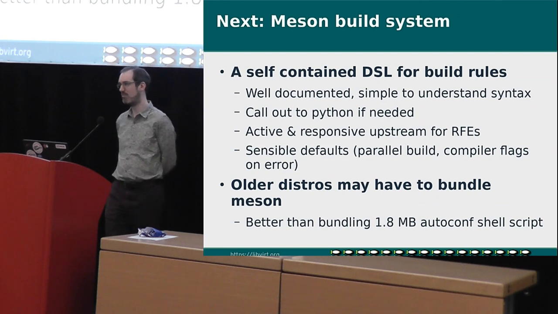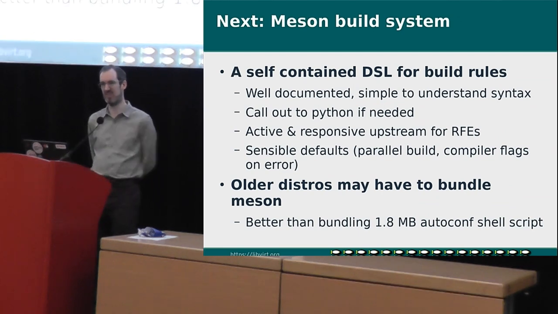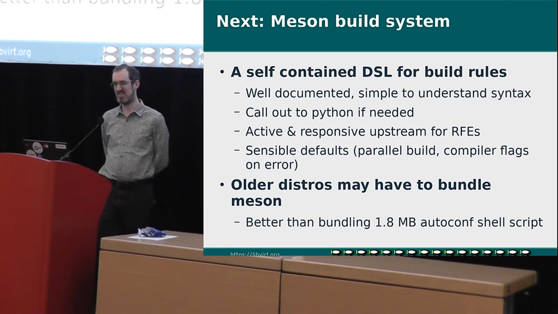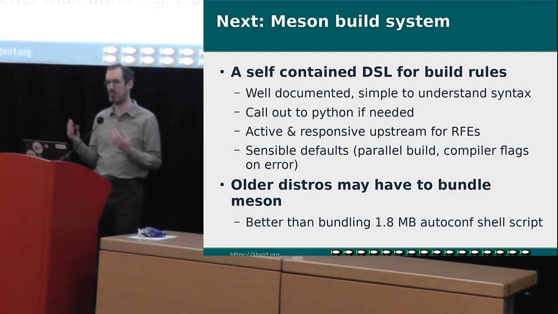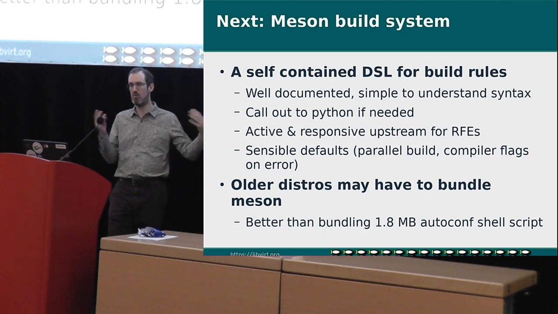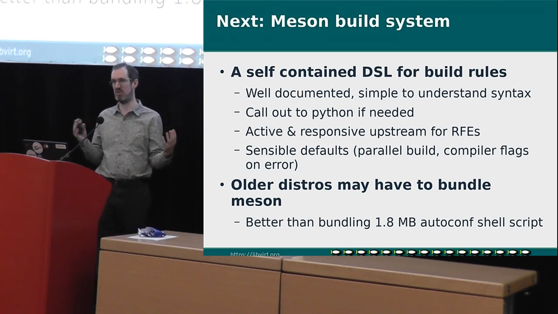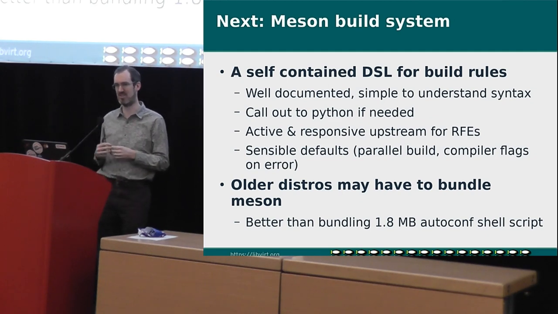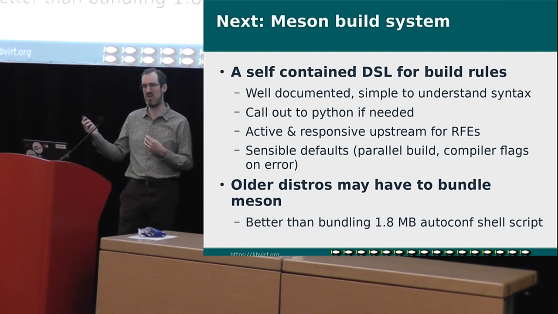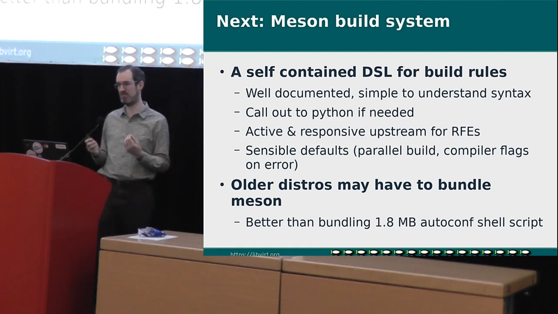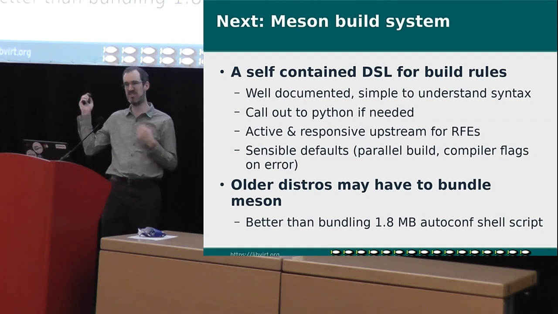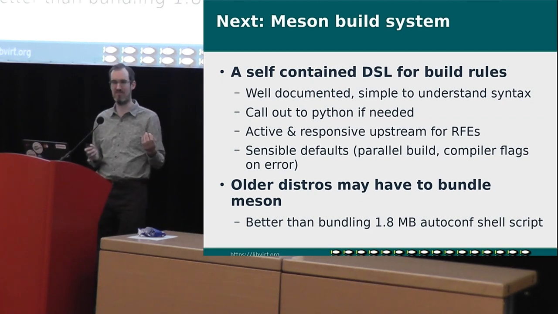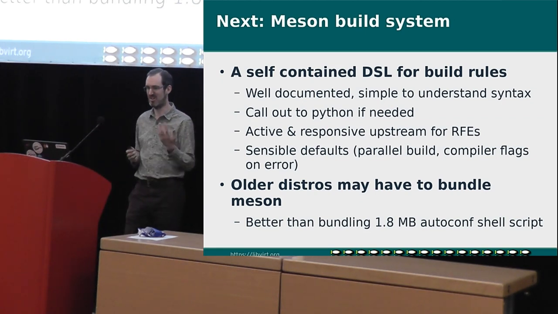So in common with QEMU, we're going to be adopting the Meson build system. This is a much simpler syntax to use. It's a domain-specific language, so you'll only have to know one language to be able to deal with the build system. If there are limitations, you can still call out to Python to get things done, but the upstream Meson community is very active and responsive to new features. It has sensible defaults, such as parallel compiles, only showing you compiler flags when things go wrong, and so on.